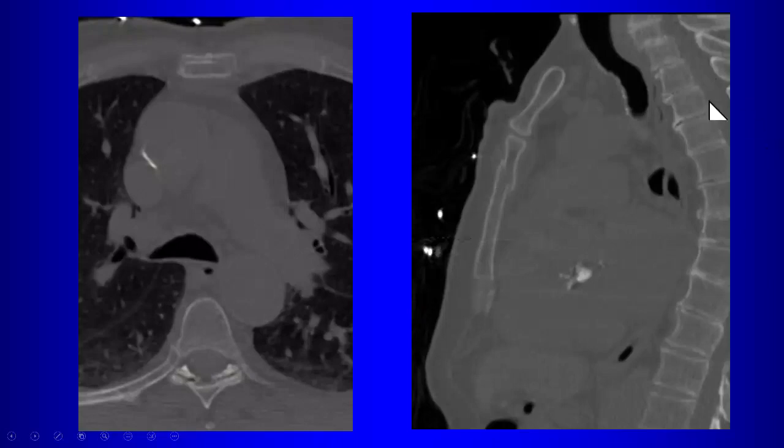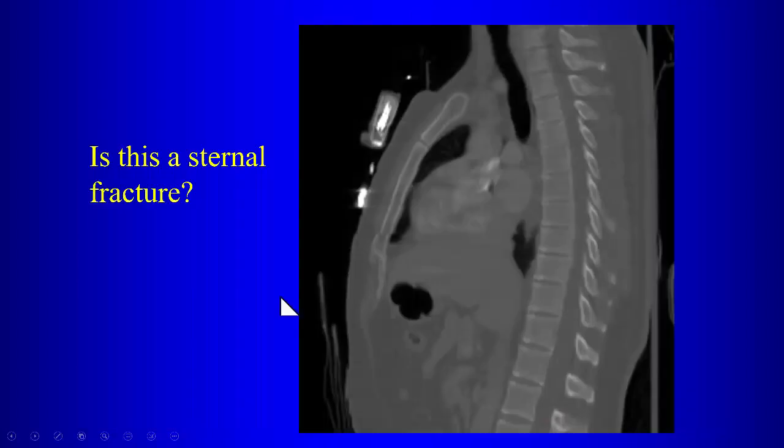But this is where you're going to pick up injuries to the thoracic spine and fractures of the sternum. Sternal fractures are notoriously easily missed on axial views. Is this a sternal fracture? No. Yes, no. So what is this?